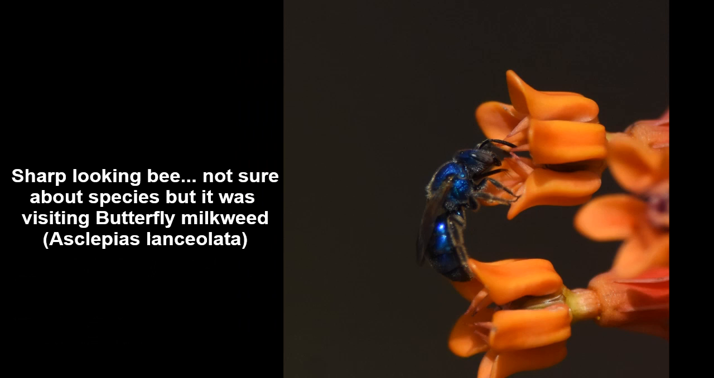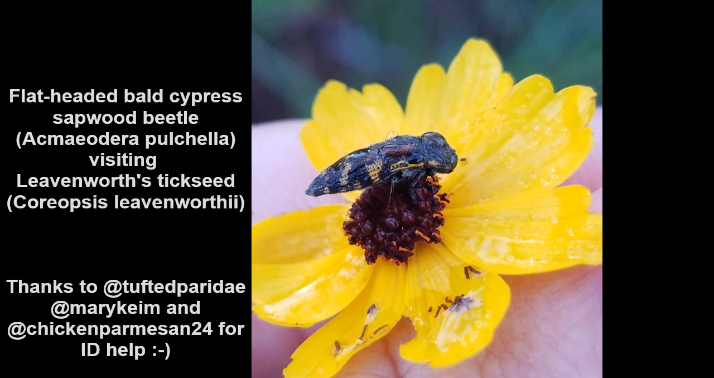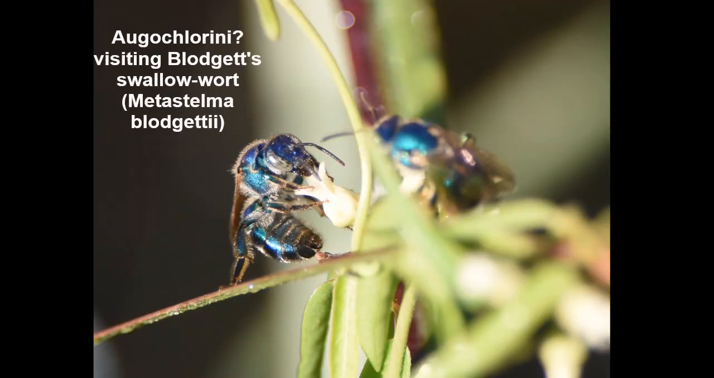I'm not sure what type of bee this is, but it's on butterfly milkweed. It's a really nice deep blue. And this is actually a beetle, and it's one of the wood boring beetles. Here are some bees that I don't know how to ID.